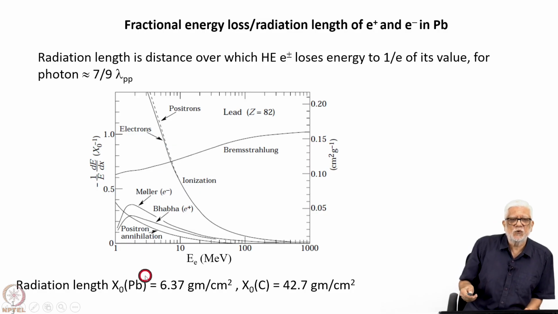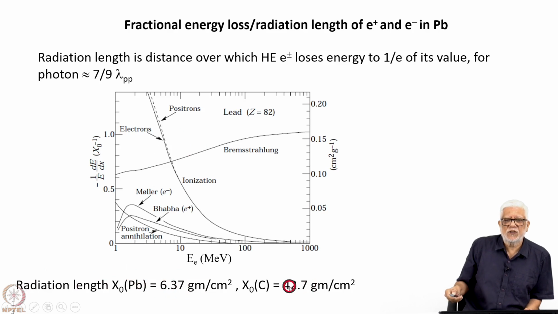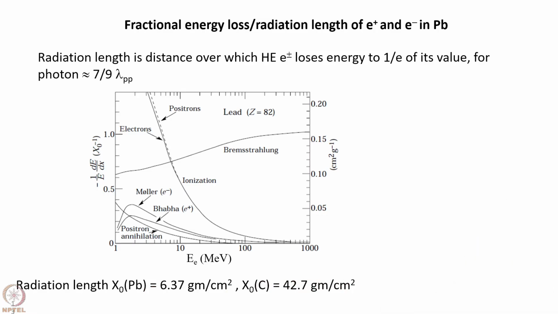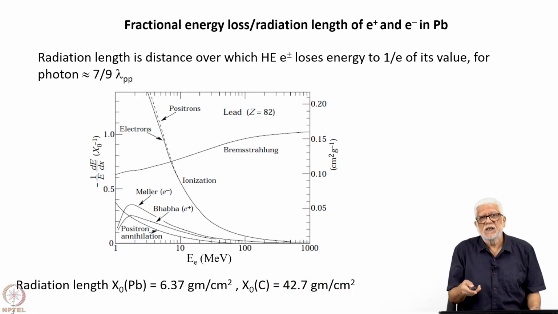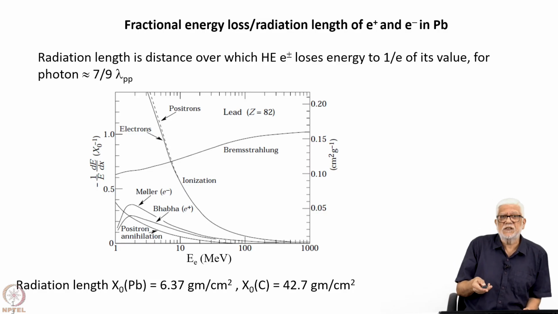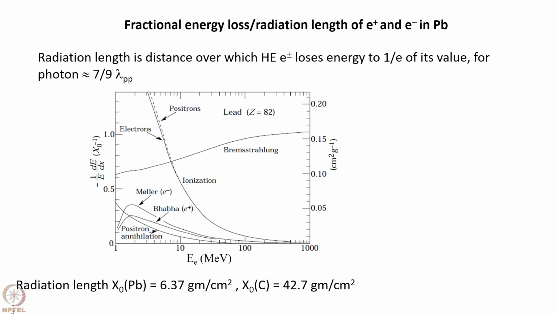The radiation length, I would just like to say, is of the order of about 6.4 gram per square centimeter for lead and about 43 gram per square centimeter for carbon. I should have mentioned also, I'll repeat, the radiation length is the distance in which a high energy electron or positron loses energy to about 1 by E of its value. So, of the order of about 38% of its value. And for the photon, this is of the order of 7/9 of that.